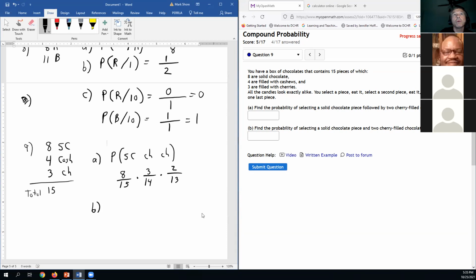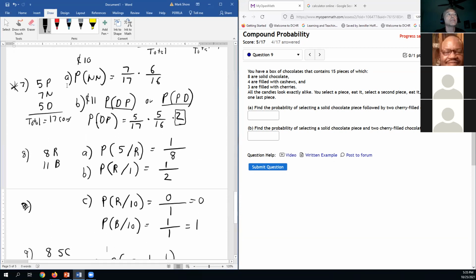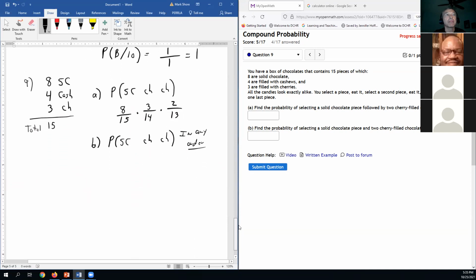Okay. So on part B, though, it says find the probability of selecting a solid chocolate and 2 cherries. And you say, well, that's the same problem. But it says this, in any order. So that makes this problem more like the dime penny problem up here. Okay, you see this one with the nickel, right? Part A was straightforward, like the first part of this problem. But with the 11 cents, it was dime penny or penny dime. So that's the same thing you got going on down here.